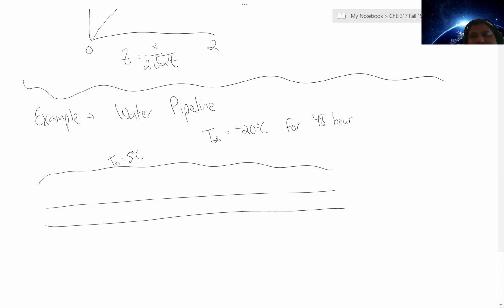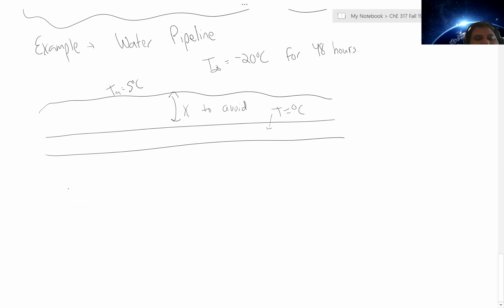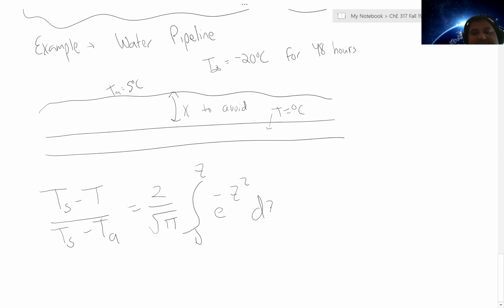I don't want to be there. And we're trying to figure out the minimum depth to avoid T at that depth being 0 degrees. Because if it gets to 0 degrees, the water will start to freeze and your pipe will break. Nobody wants that. So the equation we have is (T minus T_S) over (T_A minus T_S) equals 2 over the square root of pi times the integral from 0 to z of e to the negative z squared dz.